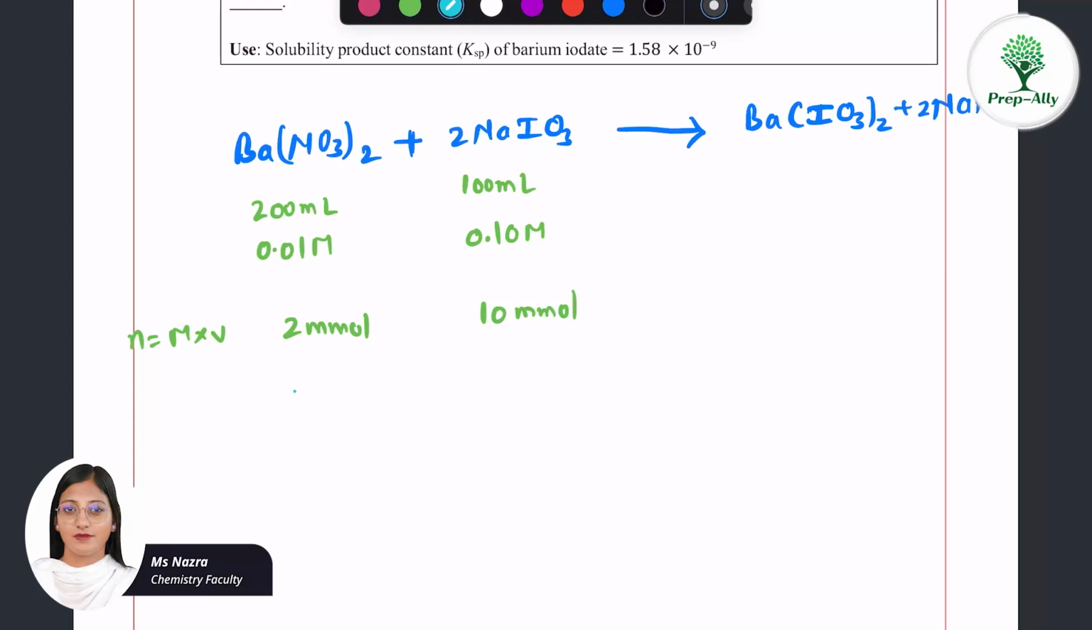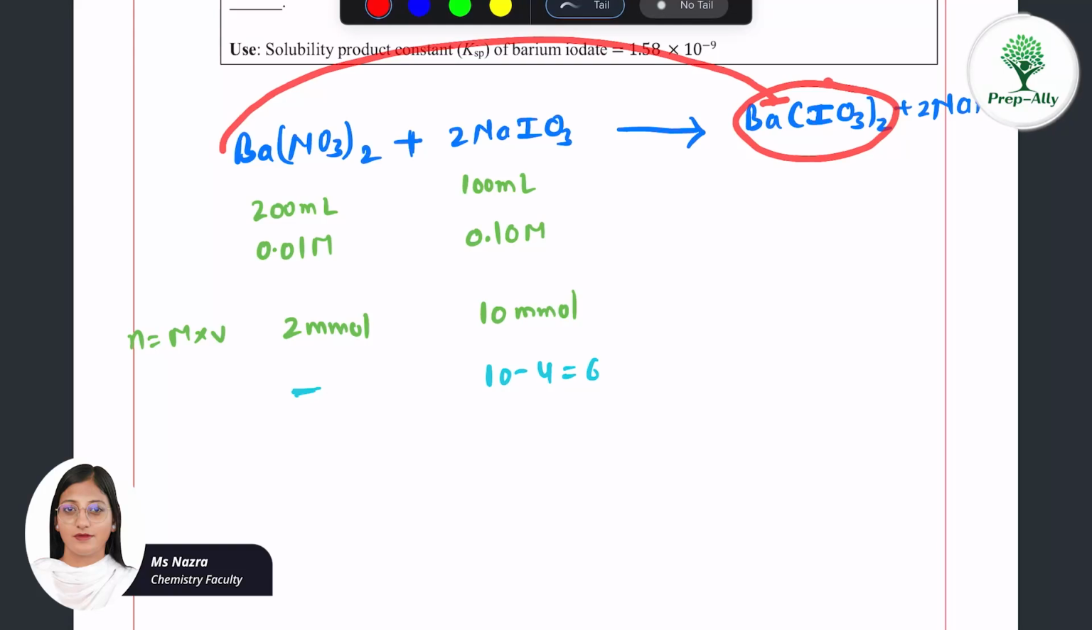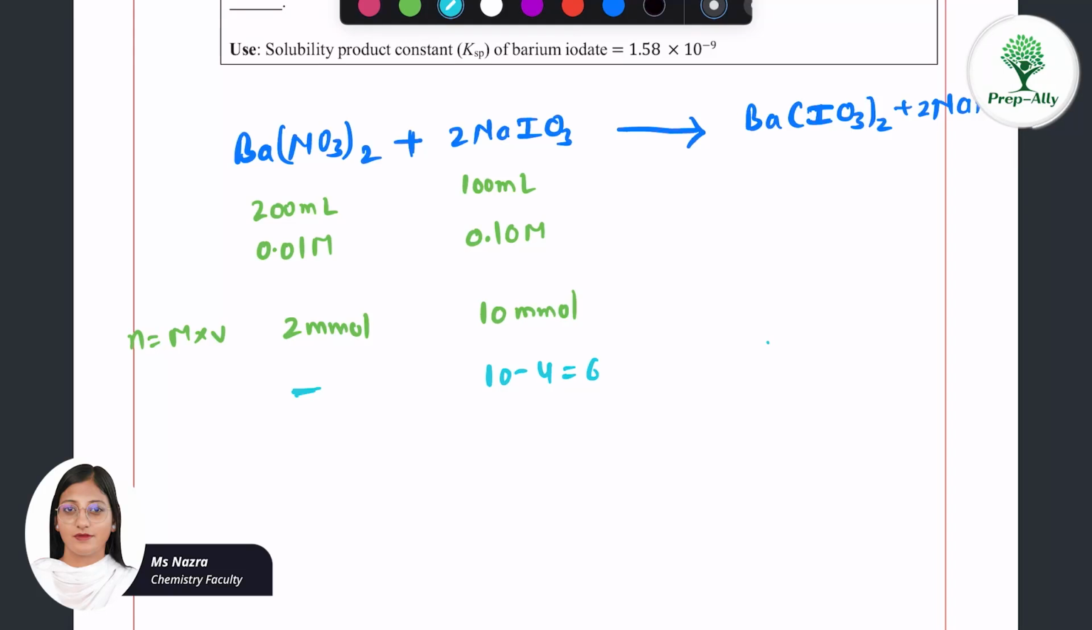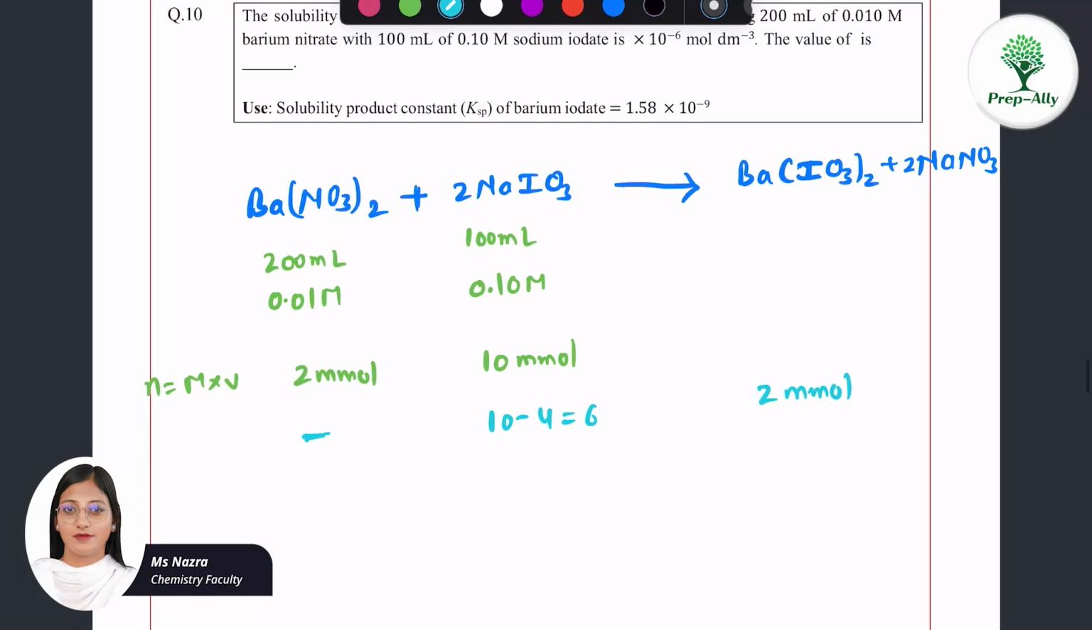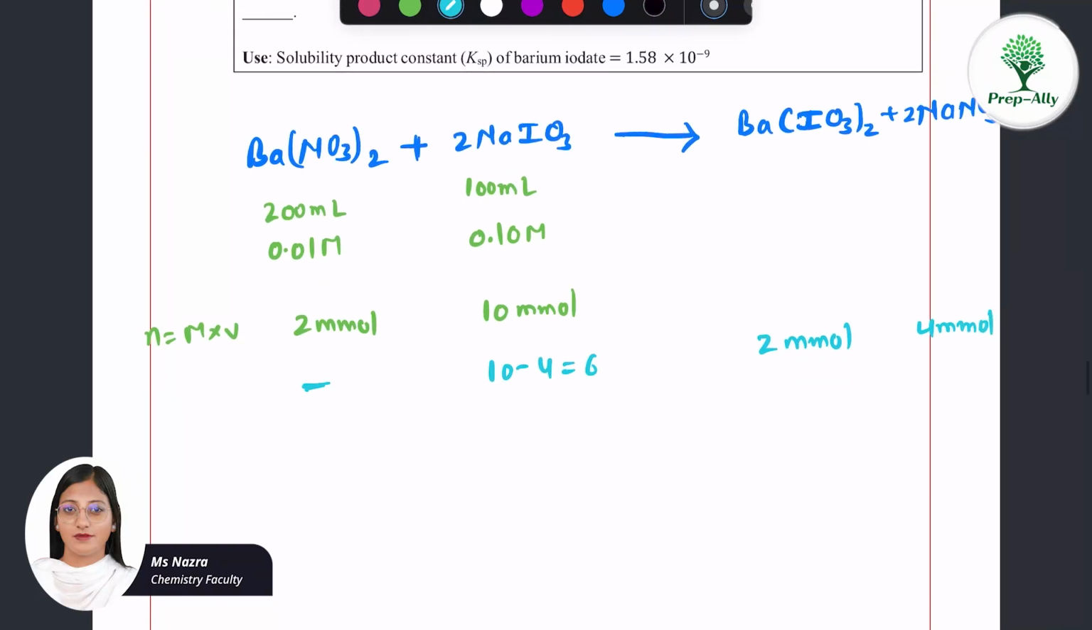So write it down. After time t, 0 millimoles of barium nitrate will be remaining, 2 millimoles will be consumed, and how many millimoles of sodium iodide will remain over there? 10 minus 4 equal to 6 millimoles. Now, how many moles of barium iodide will form? 1 mole gives you 1 mole of barium iodide, so 2 millimoles of barium nitrate will give you 2 millimoles of barium iodide. So write it down, 2 millimoles. Sodium nitrate will become 4 millimole. Now this information we have.